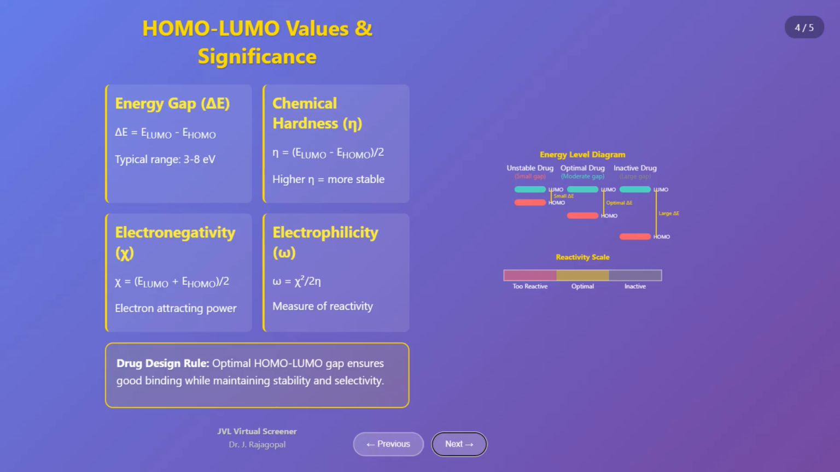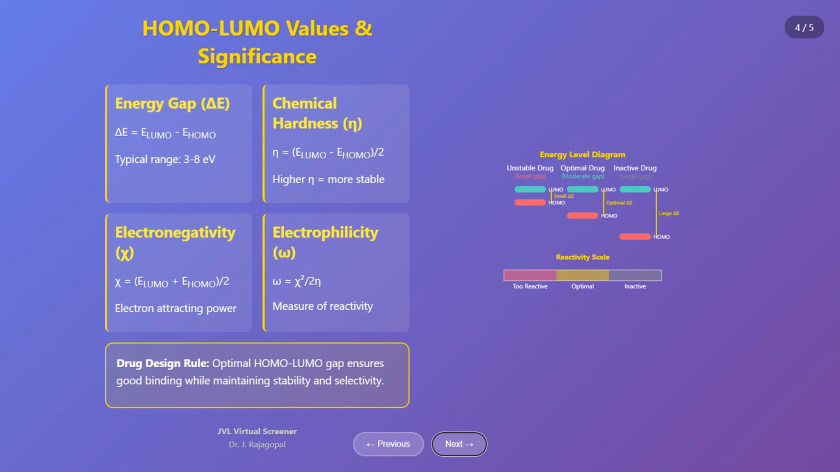Fourth, electrophilicity, written as omega. Omega equals chi squared divided by 2 eta. This measures reactivity. Here's the drug design rule. We need an optimal HOMO LUMO gap that ensures good binding while maintaining stability and selectivity. This is the balance we must achieve.